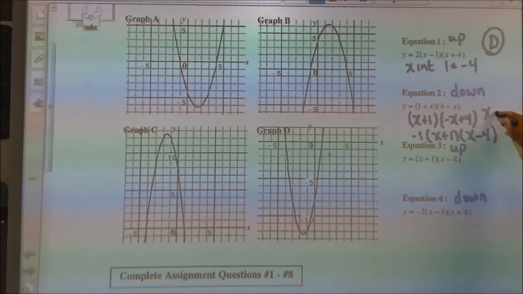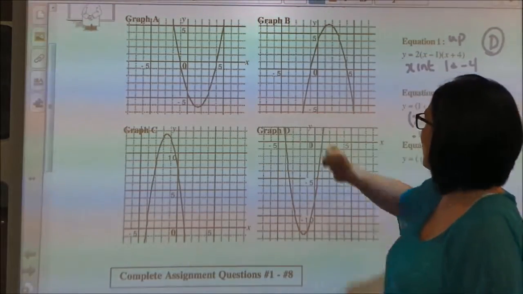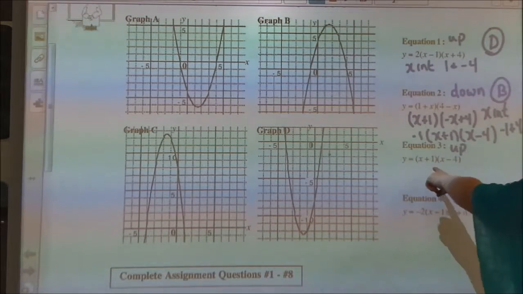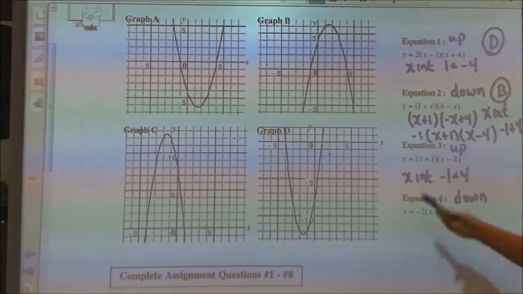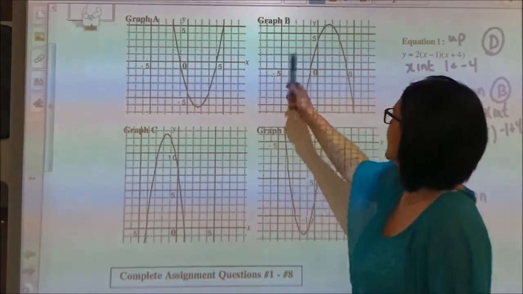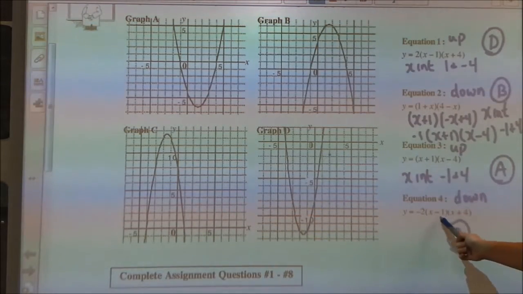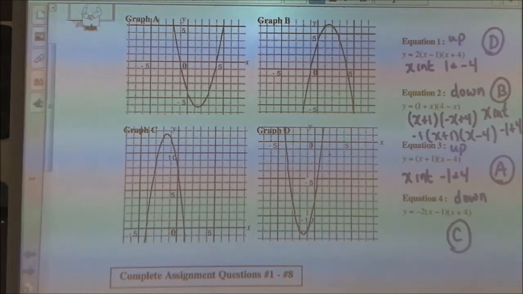For this one, my x-intercepts are negative 1 and 4. So negative 1 and 4 is A and B. But this opens down, so this must be graph B. Equation number 3, my x-intercepts, negative 1 and 4. So negative 1 and 4 again is A or B, but it opens up, so this becomes graph A. So this must be graph C, which opens down, intercepts of 1 and negative 4. Okay?